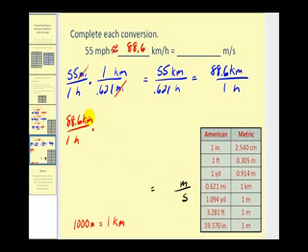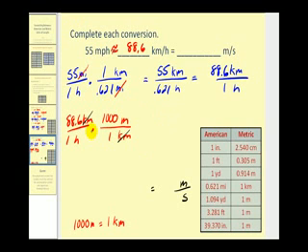Let's first address the length of kilometers. Remember that 1,000 meters is equal to 1 kilometer. So if we want to convert kilometers to meters, we'd have kilometers in the denominator and meters in the numerator. And 1,000 meters is equal to 1 kilometer. Notice now that the kilometers are out and we're left with meters.